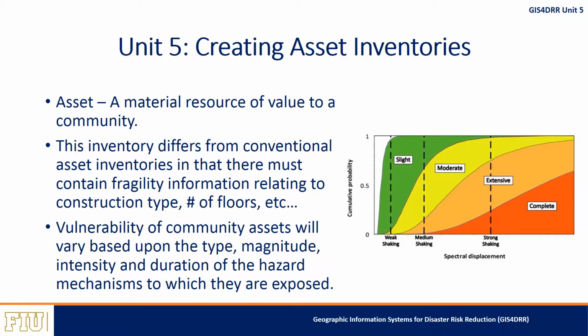For basic analysis, you can just assume that co-location of the hazard and the vulnerability will create some impact, and that's a good starting point. Vulnerability of community assets will vary based on the type, magnitude, intensity, and duration of the hazard mechanisms to which they're exposed. So obviously, a flood will affect a building differently than an earthquake or a landslide. So we have to take those into account when we're assessing how things are going to play out.